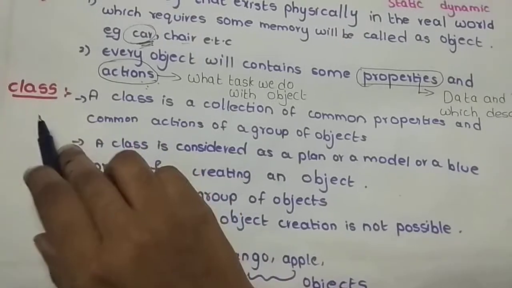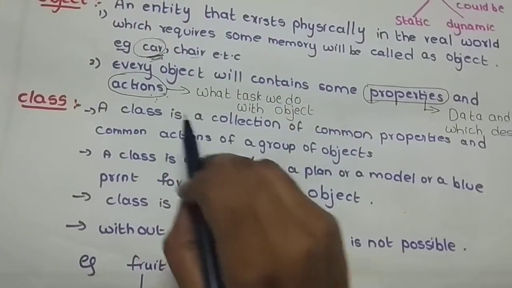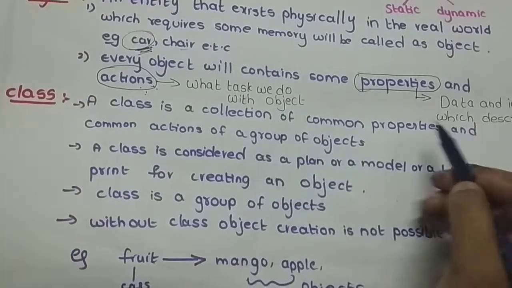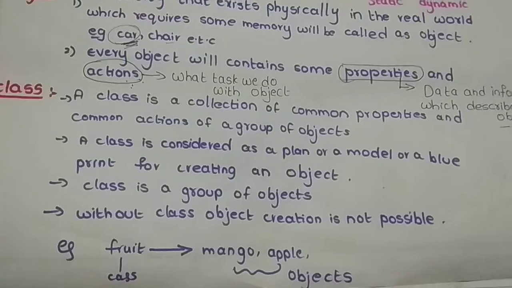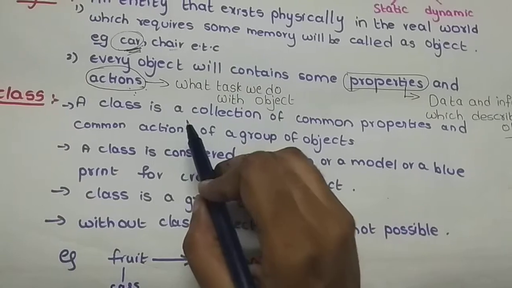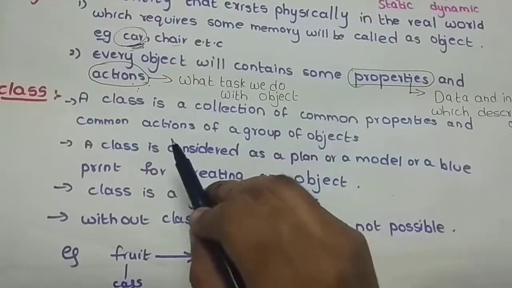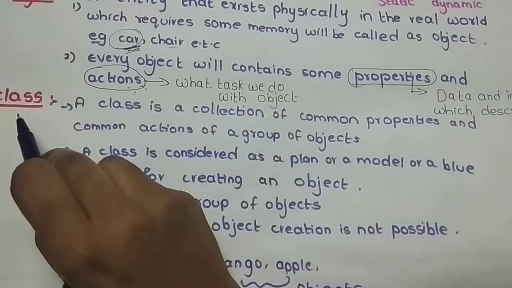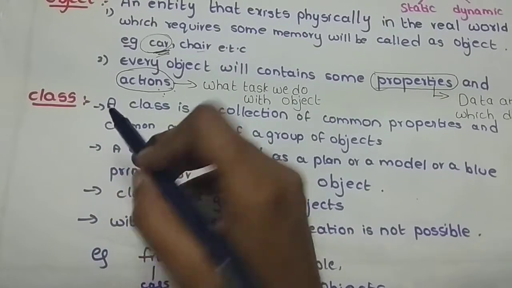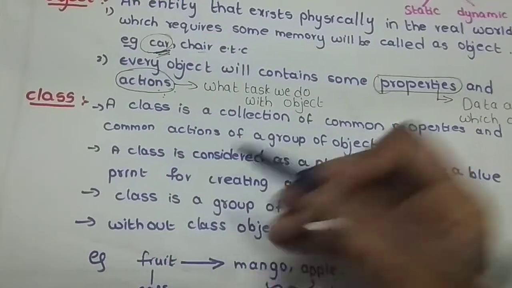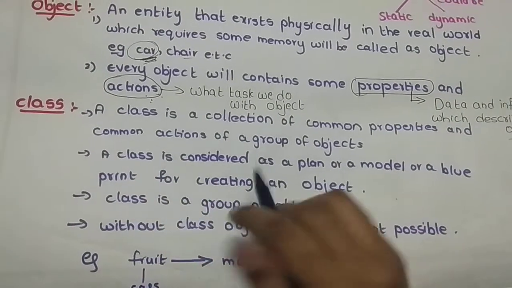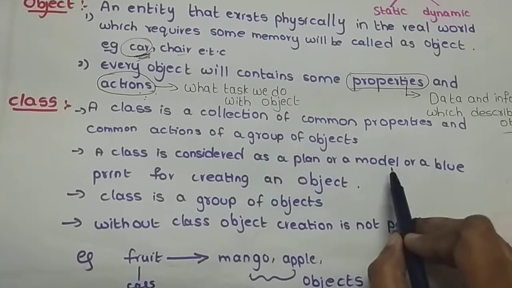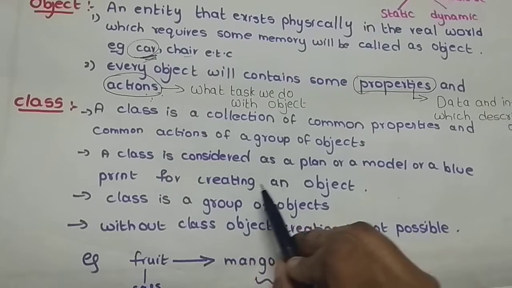A class is a group of objects. A class is a collection of common properties and common actions of a group of objects. As we know, an object contains some properties and some actions. In the same way, a class is a collection or group of properties and actions. A class is considered a plan, a model, or a blueprint for creating an object.